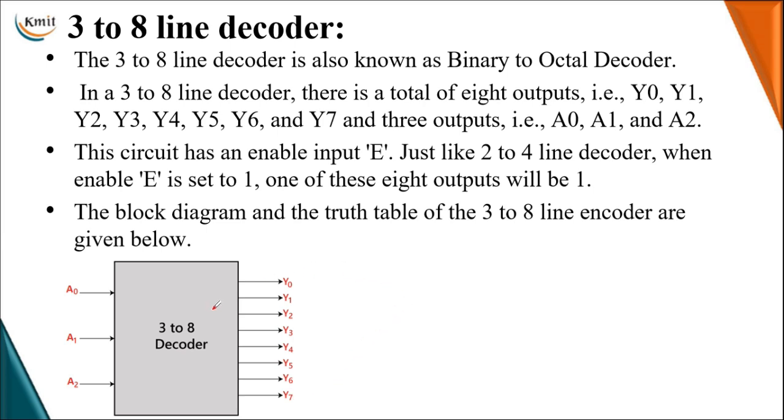Until your enable input E is 1, no input signals are decoded at the output, so no output will give you the result of logic 1. If the enable input is 1, based on the input combination which you applied on the inputs of the 3 to 8 decoder, one of the outputs will generate logical 1, and the remaining will generate logical 0.